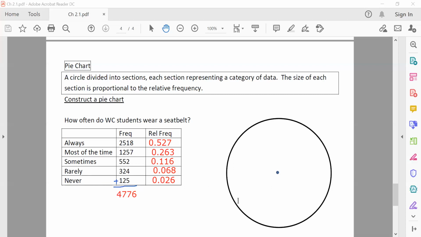So now what we need to do is convert this into the pie chart that we see over here. Convert this into the pie chart.